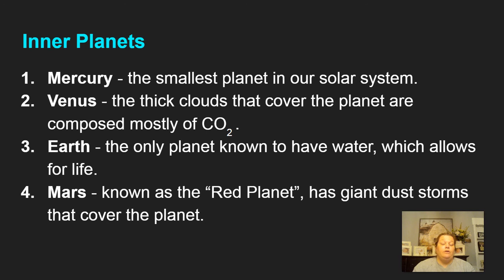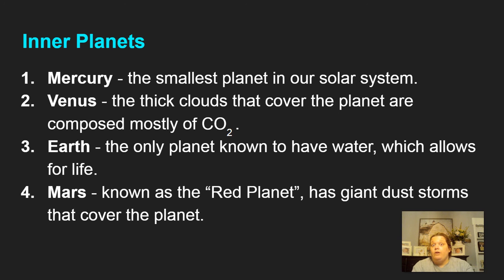And then, of course, we're very familiar with Earth. Oh, CO2 is carbon dioxide, I'm sorry. Earth is the only planet that's known to have liquid water, which allows it to support life. And then we have Mars. Mars is known as the red planet. It's just basically a great big dust storm in space.